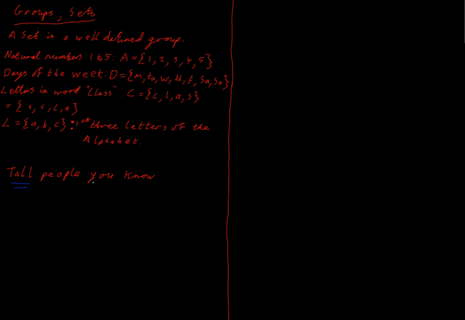The other part of the problem is, you know. Does that mean everyone you've ever met? Or does that mean people who you know well, your family and friends? So this is not a well-defined group. We don't know what tall means, and we don't know what you know means. How well do I have to know this person before I'm able to include them in my group? So this is not a set. So we just say not a set.